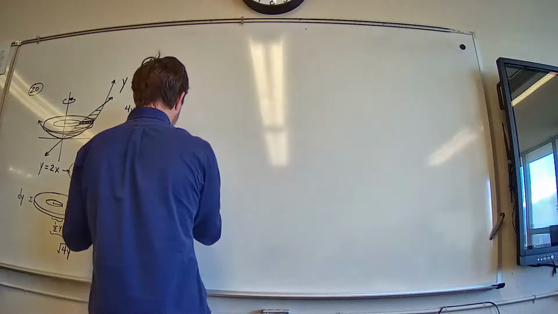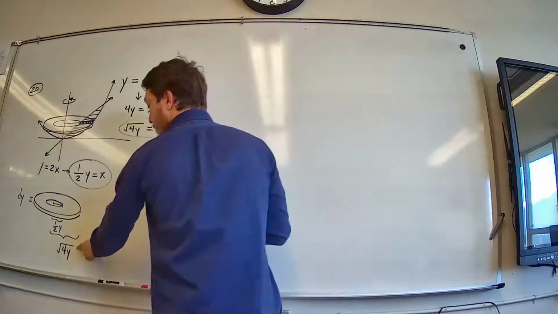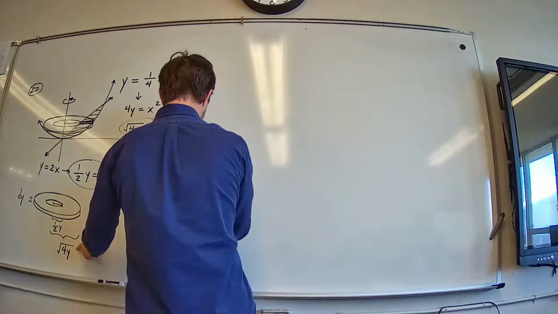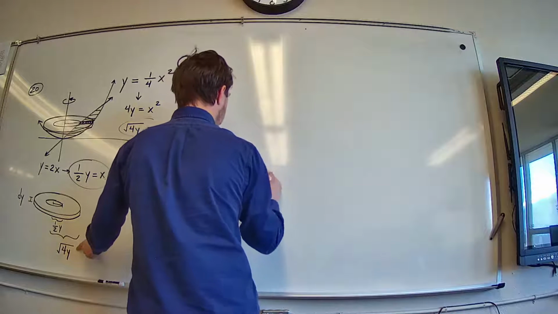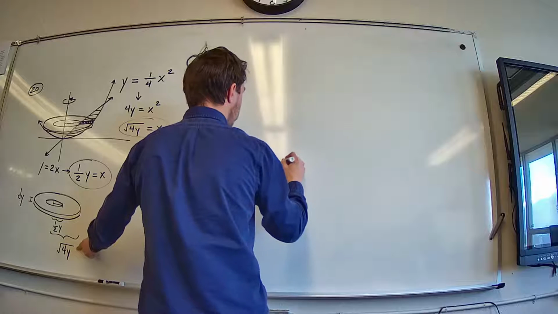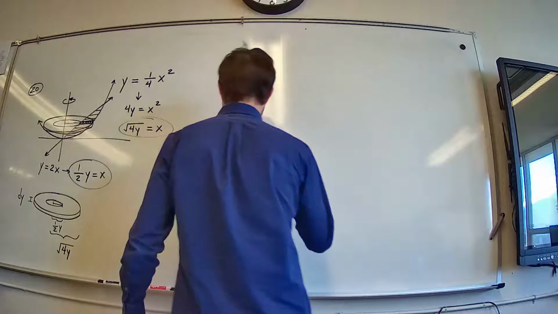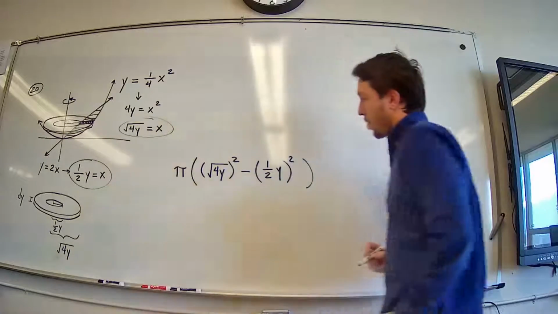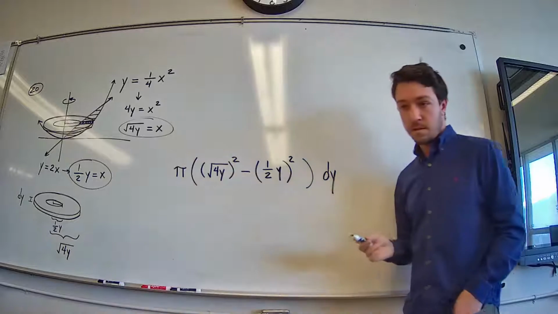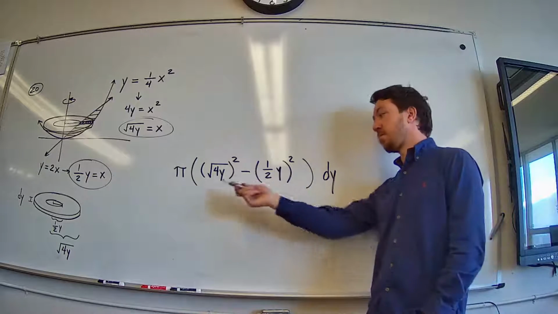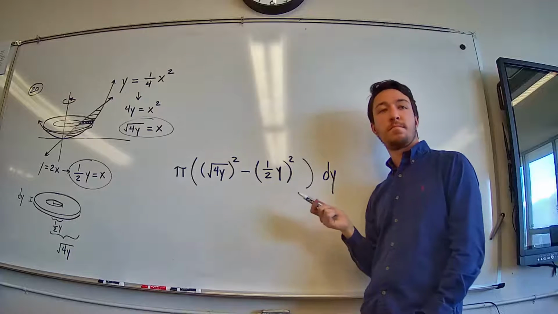Well, it's pi times big radius squared minus little radius squared, times the thickness of the disk, which is dy. Do we have any questions on where that's coming from?